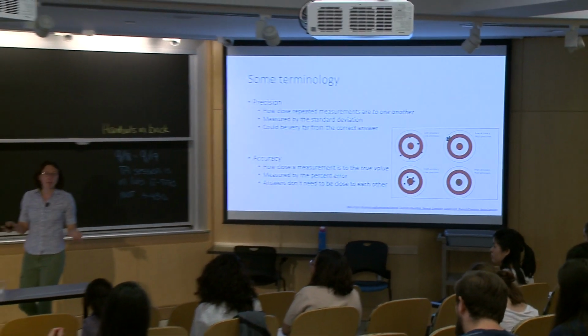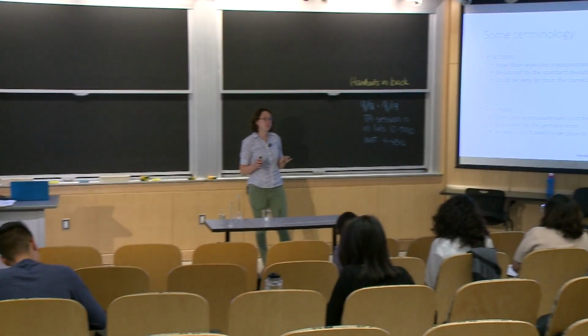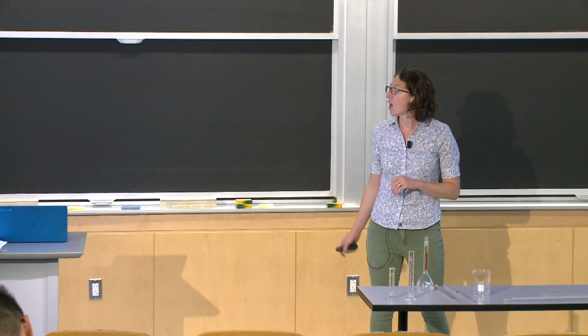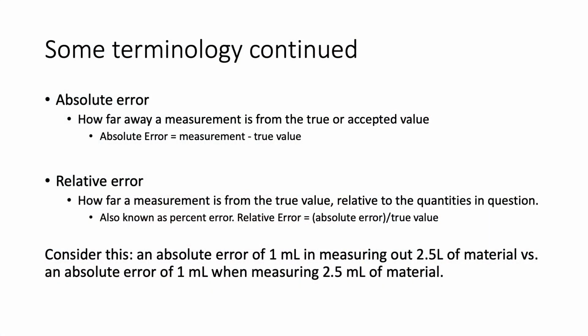So these are some terms that you've probably heard. They're a little bit used differently in chemistry sometimes than you may use them colloquially, so we just want to go over that. More terminology. Absolute error is how far away a measurement is from the true or accepted value.